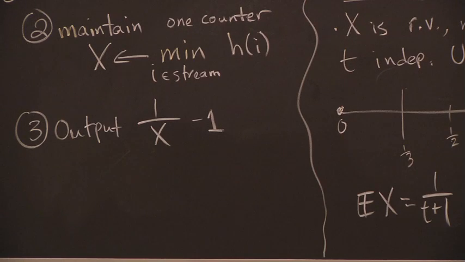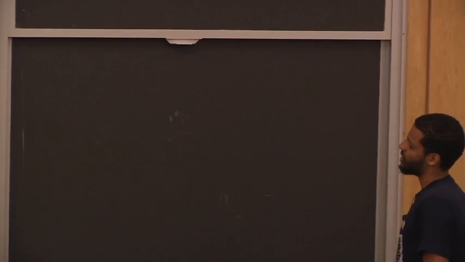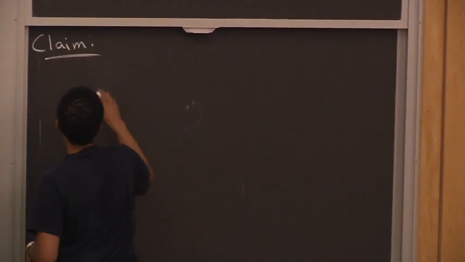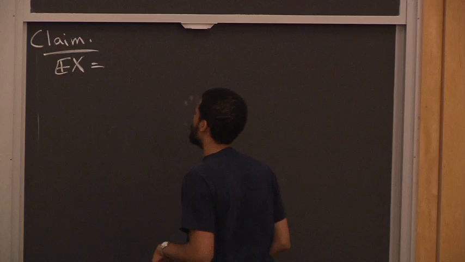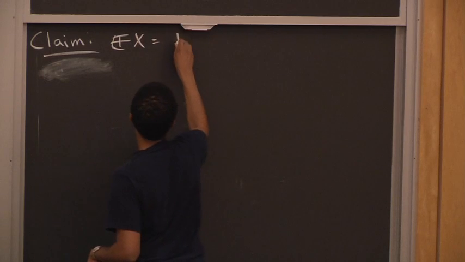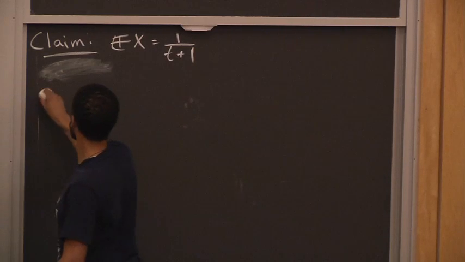I apologize. If anyone was in 224 a year ago, I might have done this example as well, but we're going to soon get into stuff that you've never seen. At least I don't think so. Okay, great. So let's prove this claim right here. Claim: the expectation of x is equal to 1 over t plus 1. Okay, the proof.